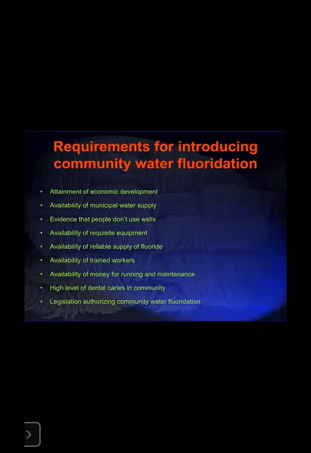Now these are the requirements for introducing community water fluoridation. The first is economic, second a common source of water should be there, third evidence that people do not use any other source. You should have the requisites: equipment should be available, a reliable source of fluoride should be available, trained workers should be there, and availability of money for maintenance, and there should be dental caries in that community. Means if there is low incidence of dental caries, then there is no sense. There should be legislation authorizing community water fluoridation.